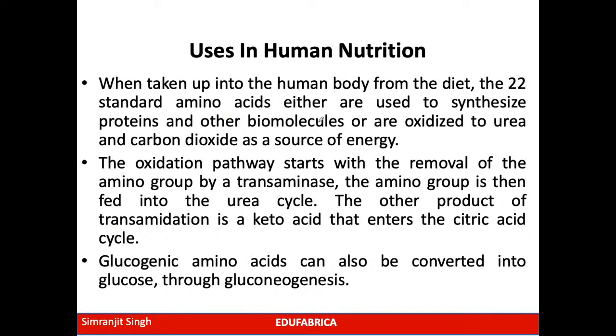So their uses in human nutrition. When taken up into the human body from the diet, there are 22 standard amino acids that are used to synthesize proteins, and other biomolecules are oxidized to urea and carbon dioxide as source of energy. Further, the oxidation pathway starts with the removal of amino group by transaminase, and the amino group is then fed into the urea cycle. The other product of transamination is a keto acid that enters the citric acid cycle. Then glucogenic amino acids can also be converted into glucose through gluconeogenesis.